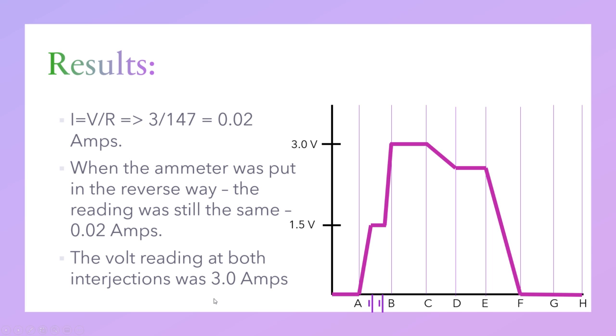And when the ammeter was put in the reverse way, the reading was still 0.02 amps. That's because we're dealing with an ideal scenario. And the volt reading at both intersections was 3.0 volts.